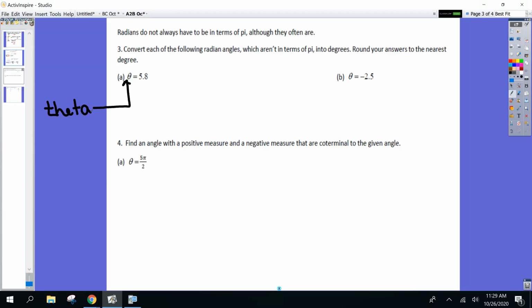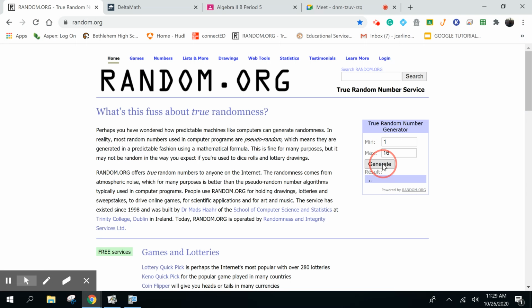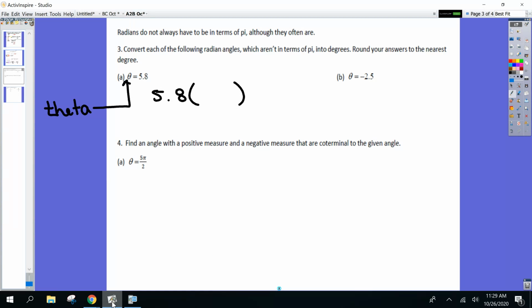So everyone go to the reference sheet. Look where it says radians. What should I be multiplying 5.8 by here? Let's go. Katie, what should I be multiplying it by? What's it say on the formula sheet where it says radians? I think 180 over pi. There you go. 180 over pi.